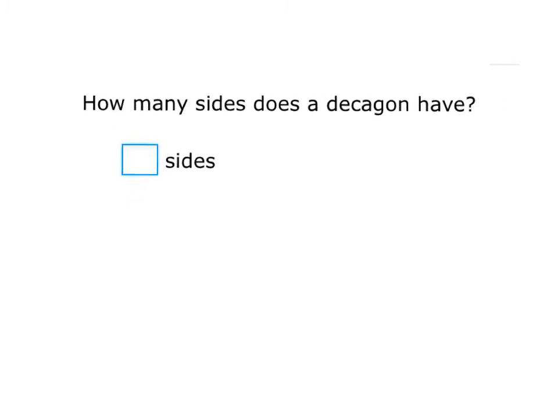So here's one that they may ask you, how many sides does a decagon have? Well, if you remember the chart we just popped up, a decagon has 4 sides. So I would put 4 and hit submit. Okay, so it's a lot of vocab for this lesson.